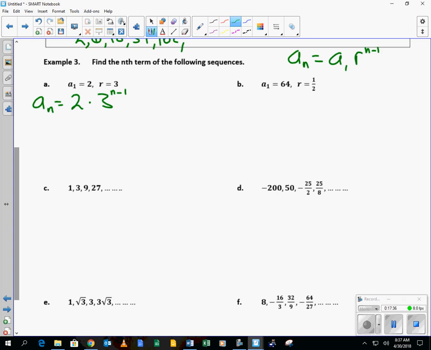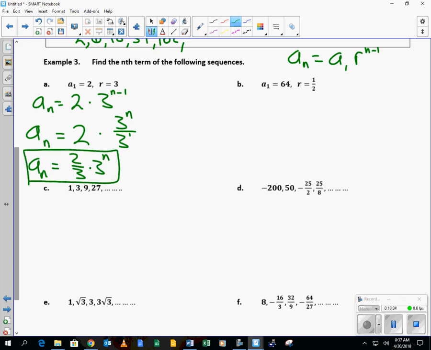Now, this is acceptable on your test, but I want to make sure that you understand where this comes from. Would you agree that 3 to the n minus 1 is the same as 3 to the n over 3 to the 1? Same thing, right? So it looks like I could write this as a sub n is equal to 2/3 times 3 to the n. So 2/3 times 3 to the n is the same thing as 2 times 3 to the n minus 1. So sometimes people don't like the n minus 1.